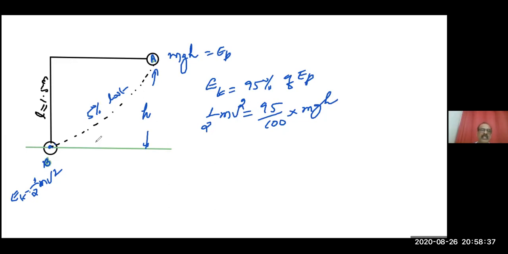Here 5% lost, remaining 95% of mgh. It will go to here. So from here, if you calculate v, your answer will come 5.33 meter per second. But answers you must verify, okay?